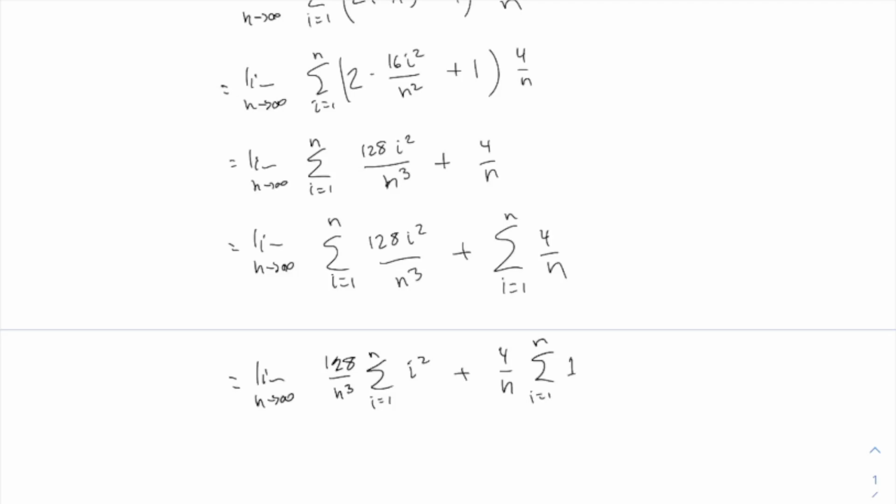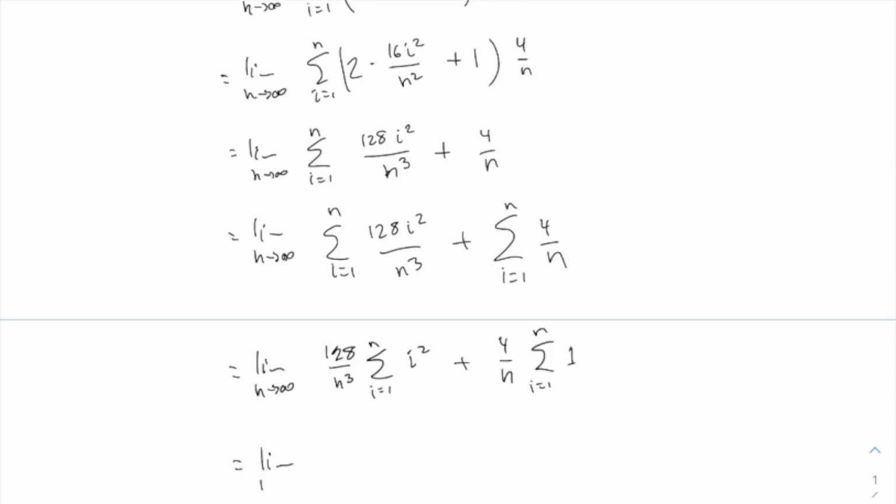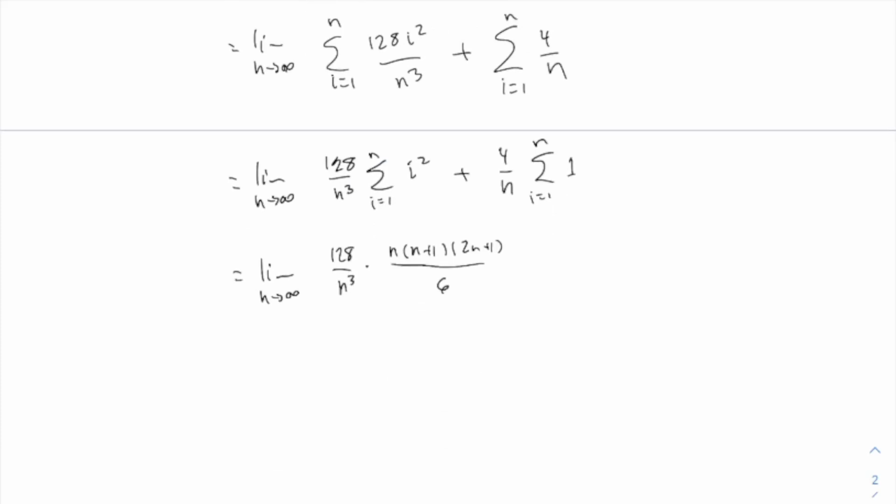And then for each of those two sums, we use the appropriate formula that I wrote in the box at the beginning. So the sum of i squared, I happen to remember, and I hope you have this written down somewhere. 128 over n cubed. Okay, and then the sum of i squared is n times n plus 1 times 2n plus 1 over 6. That one I will not expect you to have memorized, but you should know where to look for it. And then 4 over n, the sum of 1, I do expect you to have that one memorized. What's that one?